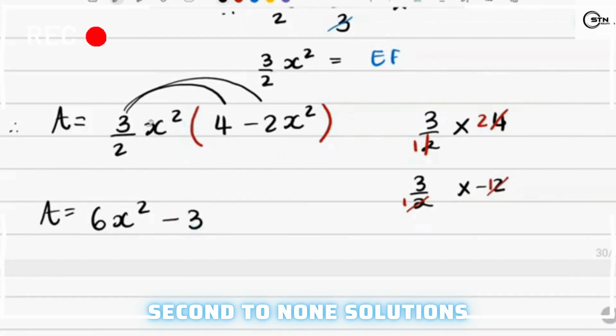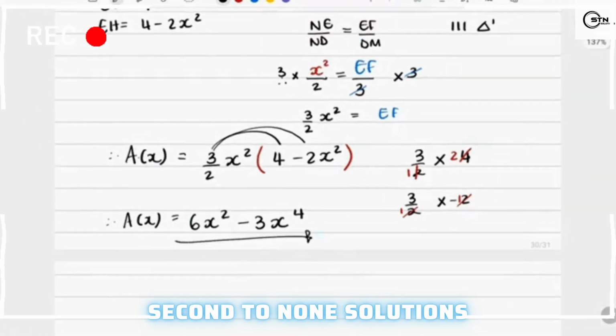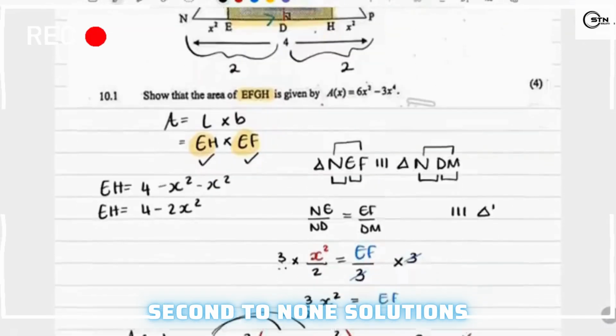And then, of course, there are x's. So x squared times x to the power of 2 as well is x to the power of 4. And there we go. That's A of x. I've been calling it A of x. And we finally found the value of A of x. Okay, so that's that. 4 marks.